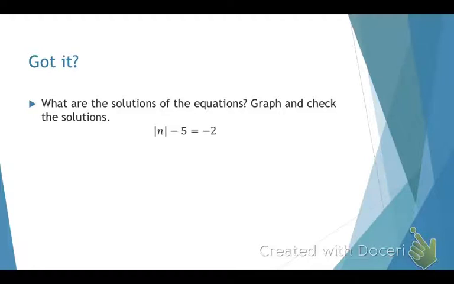Hello and welcome back. On the Got It questions today, I will not be showing any work. I will simply be stating the answer, and if you cannot figure out why your answer is wrong, if it was, then you need to raise your hand and ask for help. In this specific Got It question, our answers are n is 3 or negative 3.